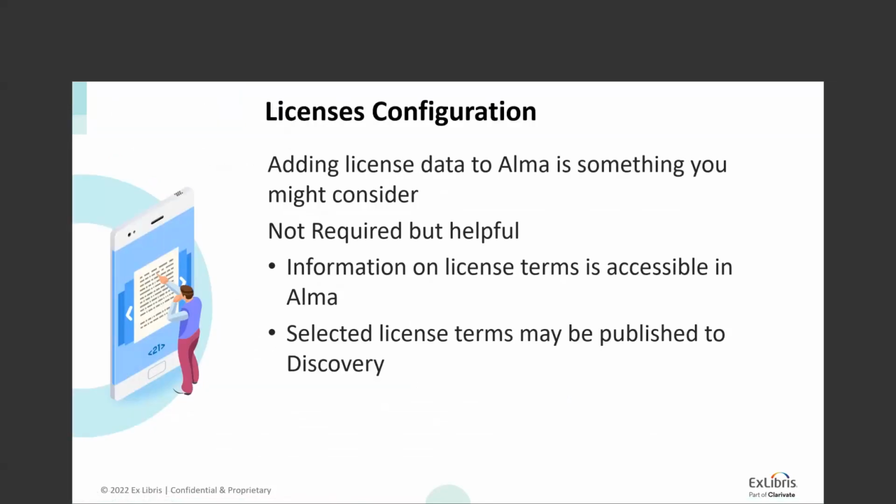Now, you also have the power to add license information into Alma. It's not required, but it's helpful. Because then your staff can go into Alma to see the license terms, how many seats you have, or connection issues, or can you use it for interlibrary loan, etc. And also, some of our customers publish certain terms to Discovery. License data can be imported into Alma. I think that's that ONIX-PL format. So if you get your license data from a vendor, we can just load it right into Alma instead of having to create it from scratch.